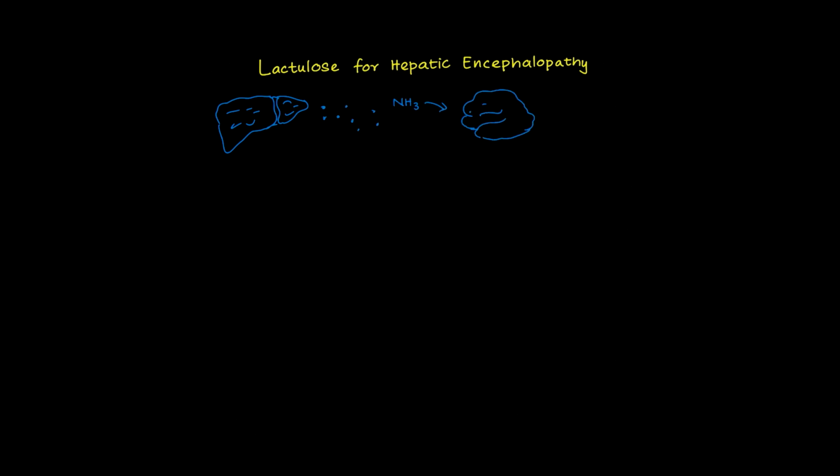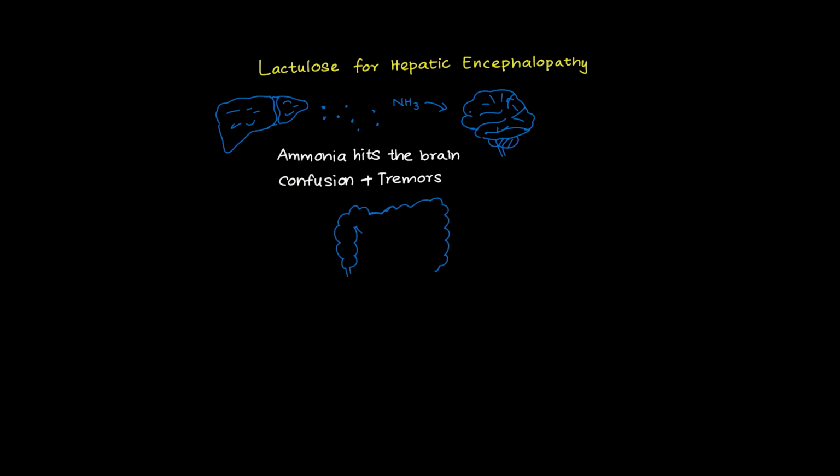Hepatic encephalopathy is one of the strangest sounding complications of liver failure, but the mechanism is actually simple. Protein metabolism produces ammonia as a waste product. A healthy liver converts ammonia into urea, which the kidneys then excrete. In liver failure, the liver cannot keep up, so ammonia builds up in the bloodstream. Lactulose is the treatment, and it works in a clever way.